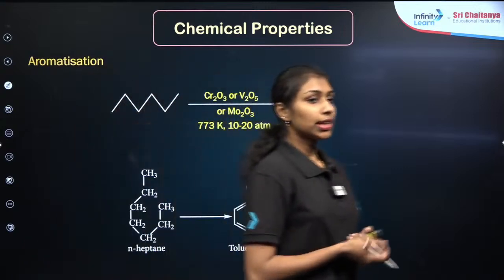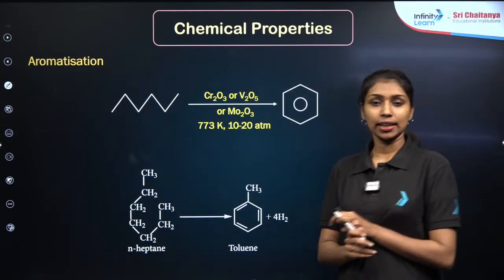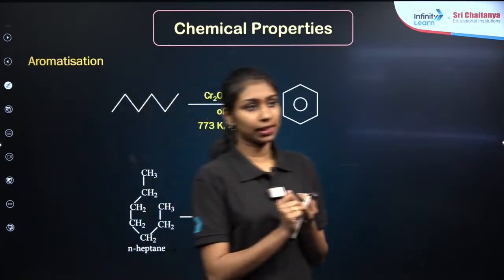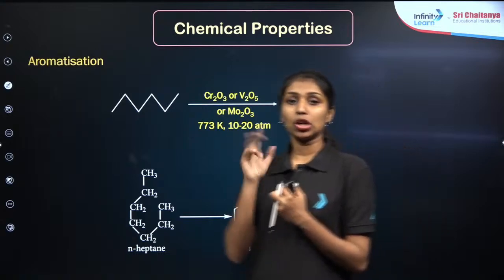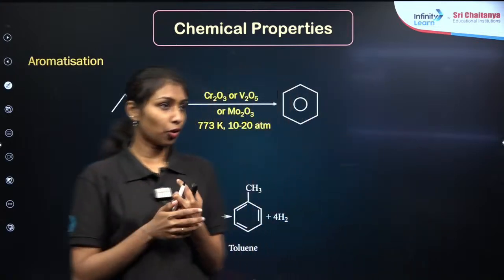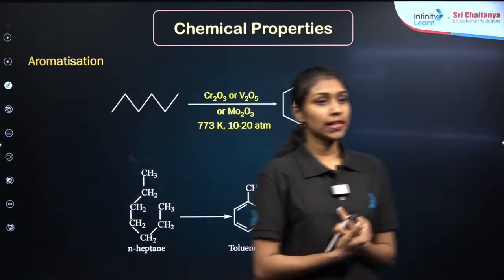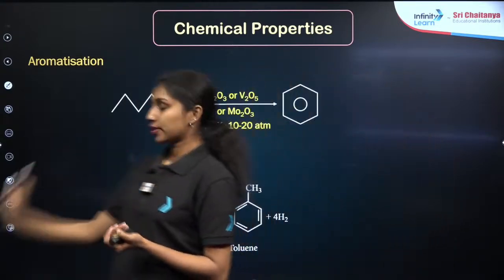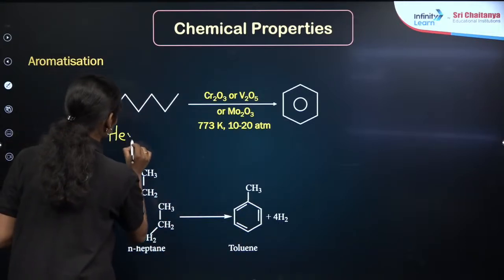Now let us talk about the next type of chemical property, that is aromatization. Aromaticity: you must have an idea about aromatic compounds, for example benzene, right? Any compound containing conjugated double bonds or delocalized pi electrons is known as an aromatic compound. In general, we know about the benzene compound. So if I am taking hexane, hexane is a straight chain compound. This is our hexane.